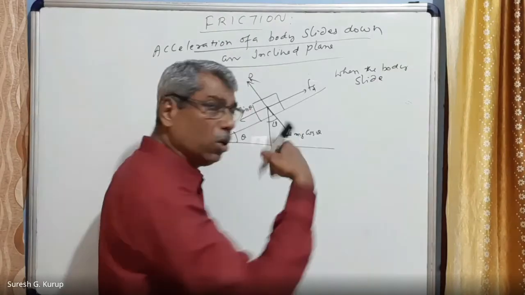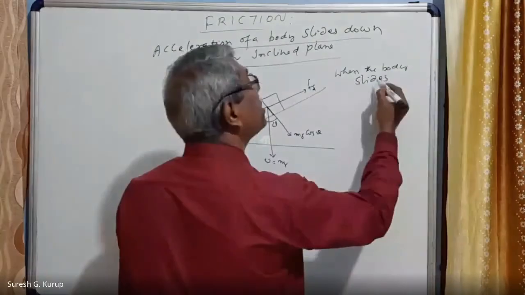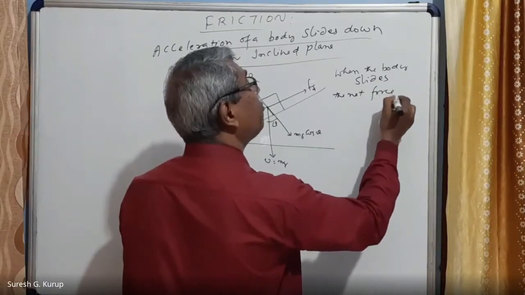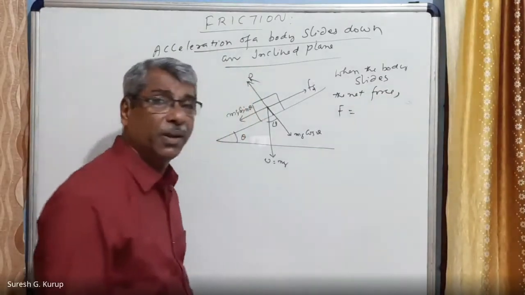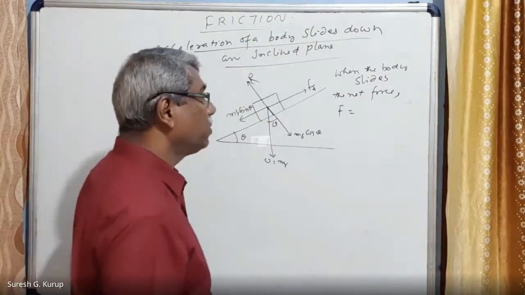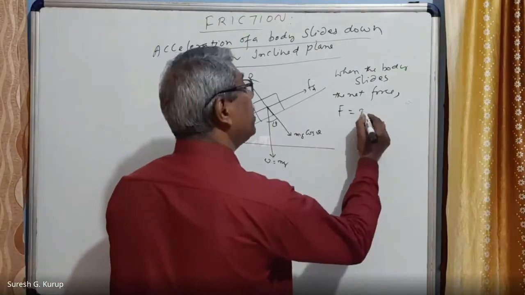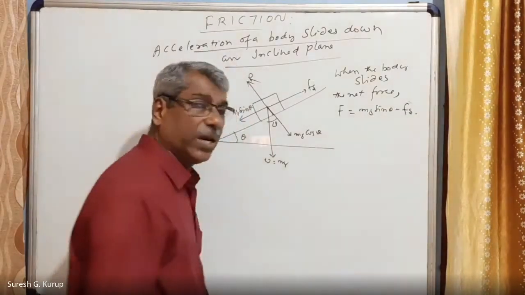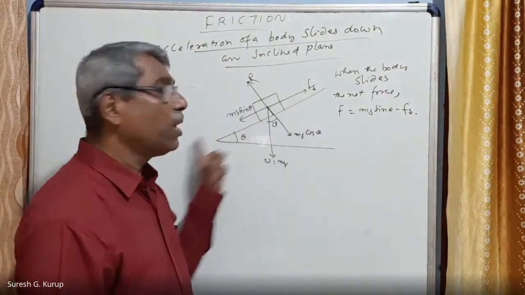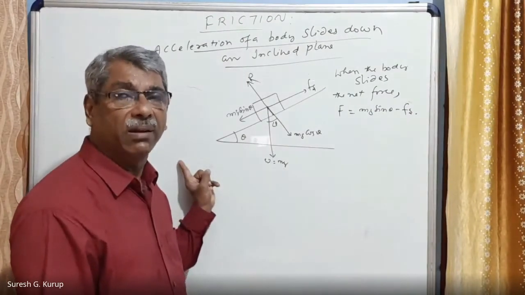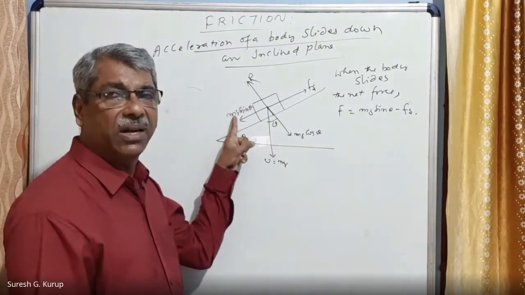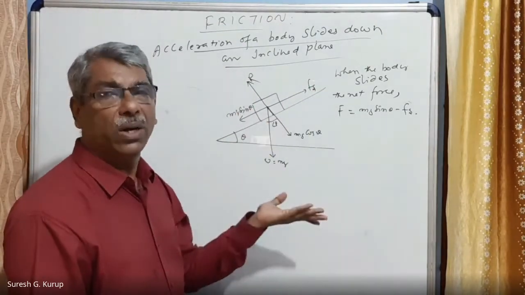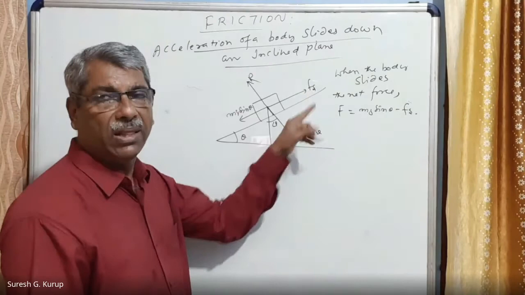we will write: when the body slides along the inclined plane, the net force F is equal to mg sin theta minus Fs. Why mg sin theta minus Fs? Because the body is actually sliding in the direction of mg sin theta. It means mg sin theta is greater than Fs. mg sin theta overcomes the force of friction. That means mg sin theta is greater.